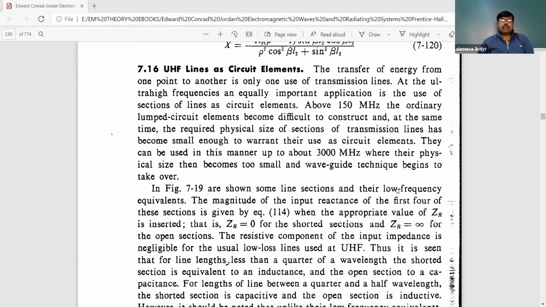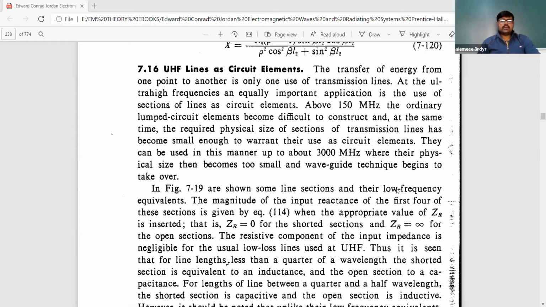Above 150 megahertz, ordinary lumped circuit elements become difficult to construct. We have seen the basic structural form of the lumped circuit element and how we can construct different circuit elements using this elementary block diagram. At the same time, the required physical size of the sections of transmission lines becomes small enough to warrant their use as circuit elements. So we will see the miniaturization, or the modified small-type sectional analysis of the transmission line equations.